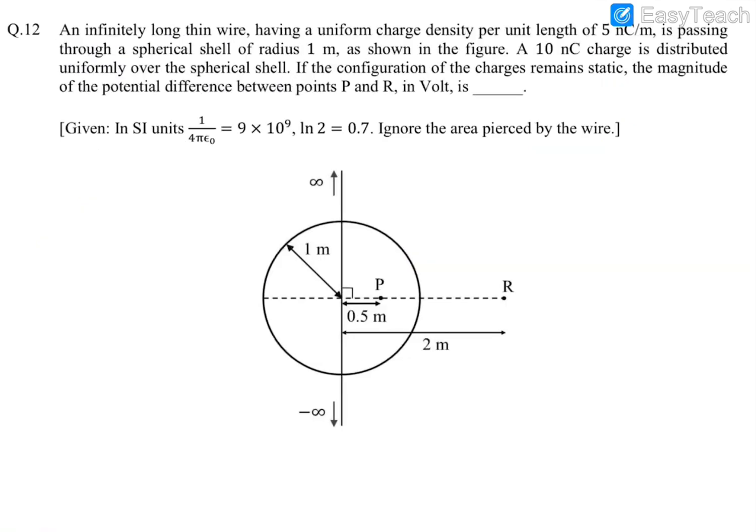In this question, you can see that there is an infinitely long thin wire, and this wire has uniform charge density of 5 nanocoulomb per meter. This is passing through this spherical shell which has a constant charge distribution which is static, which means that we do not have to take any induction effects on the charge distribution, and we have to assume that charge is being uniformly distributed. The magnitude of potential difference between these 2 points P and R will be.